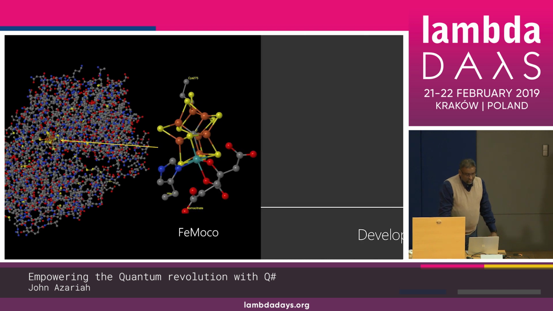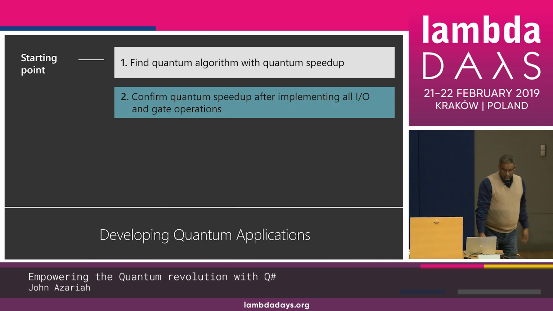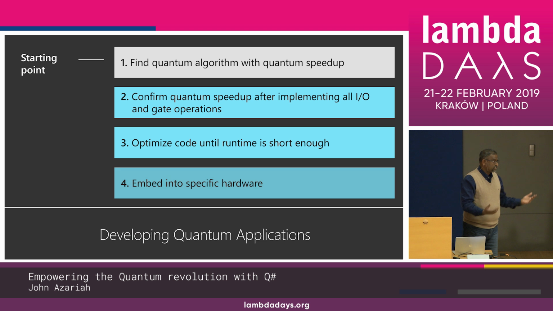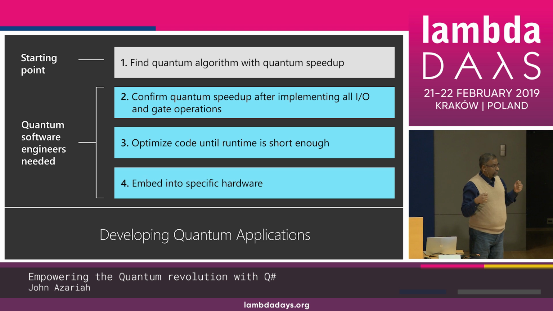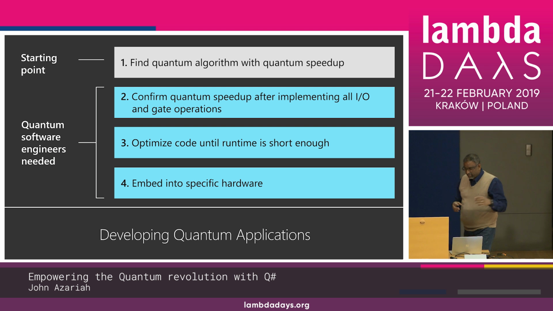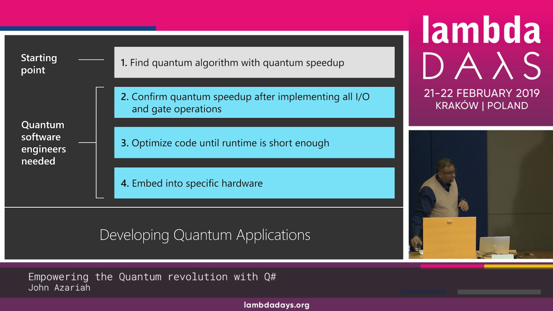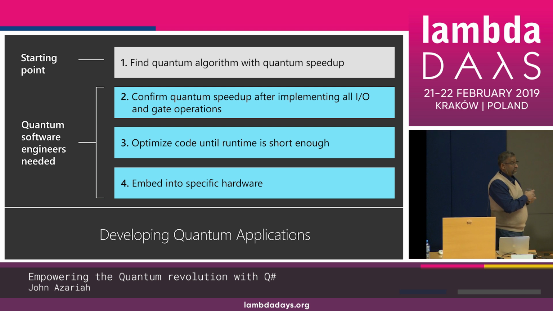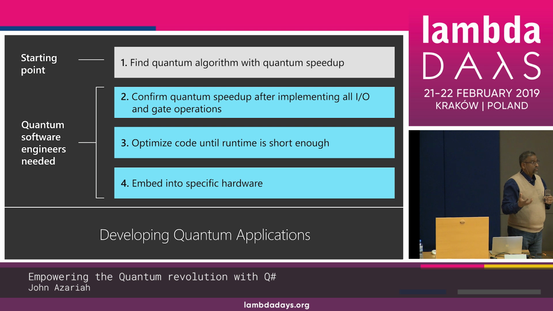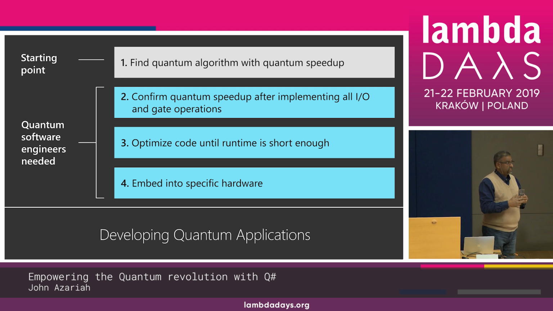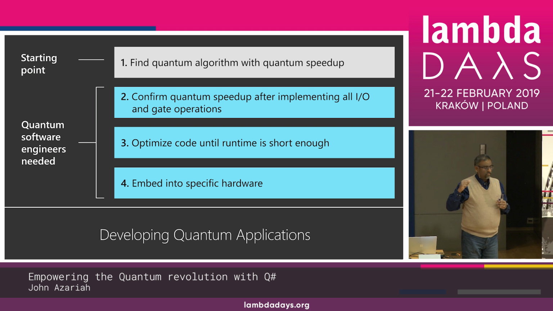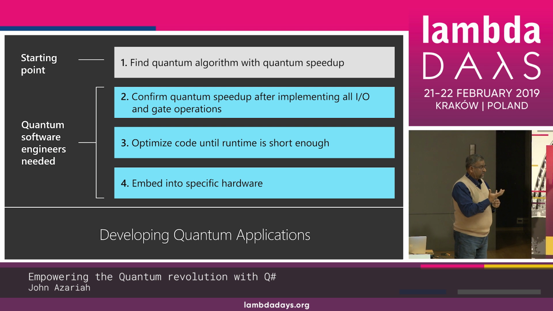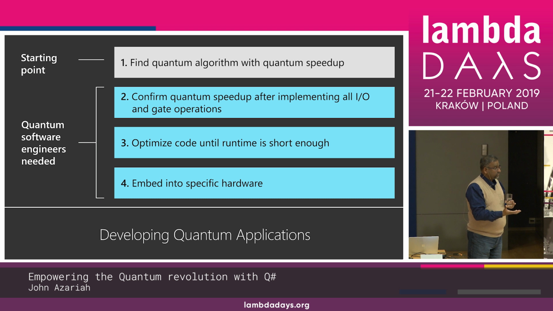Okay? So what does developing a quantum algorithm look like? Well, first you find the algorithm. You figure out that it actually is better to do it with a quantum machine than it is with a classical machine. And that itself takes a little bit of mathematics. Then you confirm that it actually is truly a speedup. Professor Peter Shor did this to get the integer factorization problem solved.